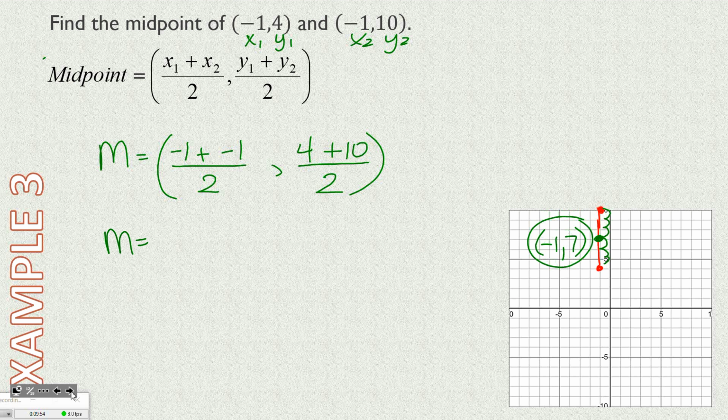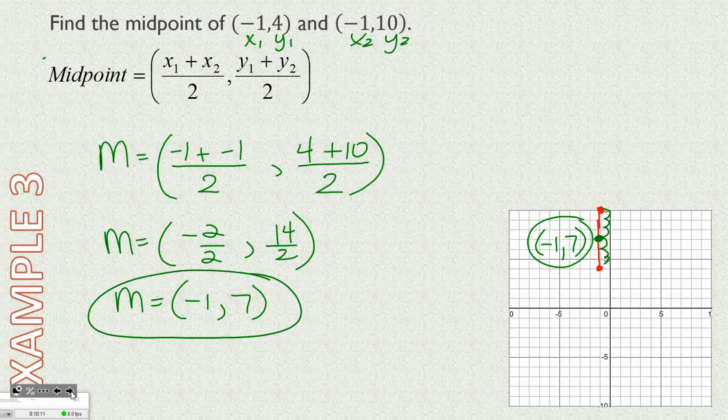Now we're just going to add. Negative 1 plus negative 1 is negative 2 divided by 2. 4 plus 10 is 14 divided by 2. And now I'm going to simplify. Negative 2 divided by 2 is negative 1. 14 divided by 2 is 7. So we get the point negative 1 comma 7. It's like magic. So algebraically, you're just taking the average of the x's and the average of the y's.